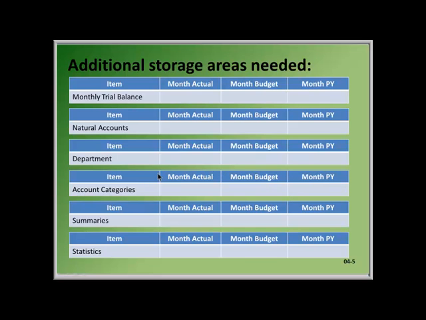We need additional storage areas, and we need an area for the monthly trial balance, and we want the month's actual figure in here. Then natural account, we need to do an analysis by natural account, and we need the actual month's figure there. An analysis by department, so the department totals there, and account categories, the category total there, and then our summaries, for example, assets, liabilities, equity, the actual month here, and then statistics, things like headcount, square footage. Now here are our actuals, and then we need areas for each of these for the budget, and then for each of these for the prior year, so we can get some comparisons.